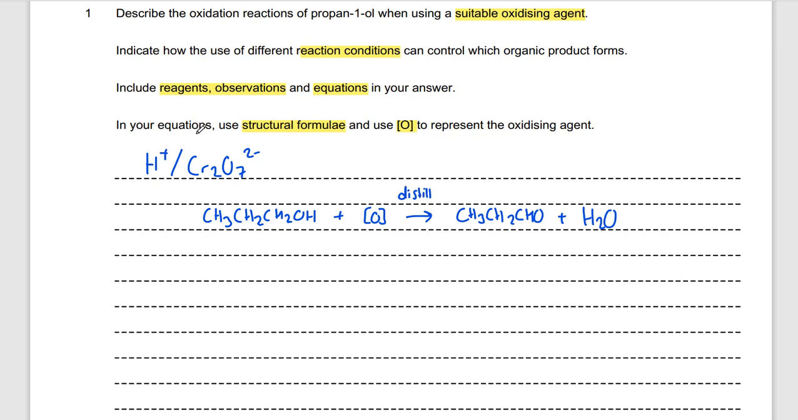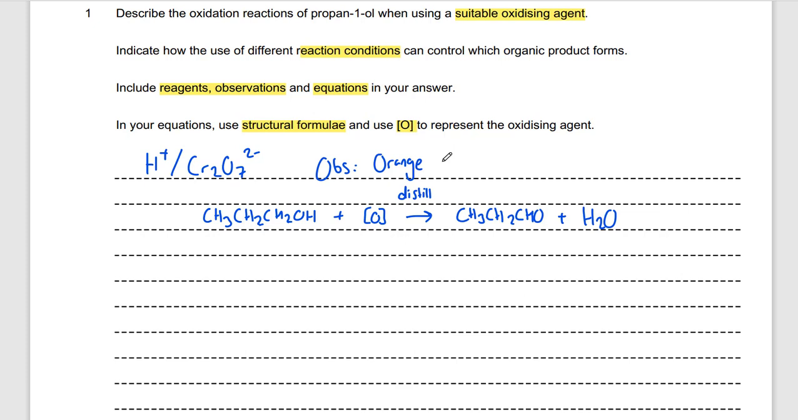We'll go on to observations now. The observation is what you will see. Now, if you recall, this is a very important point. The dichromate ion has a color. And the observation, that's also for obs, is that when these reactions take place, the dichromate ion is orange.